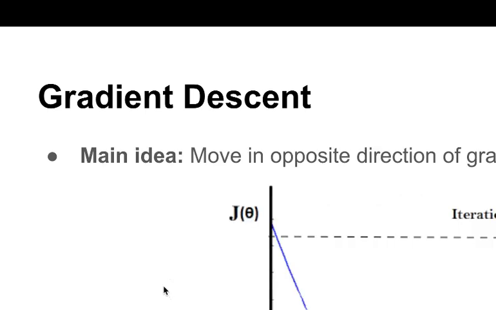So the main idea of this thing called gradient descent is you want to move in the opposite direction of the gradient, right? So say you calculate the gradient and it's positive, right? That means there's something somewhere along this line right here. But you want to get to a minimum. Since this is positive, you want to go that way, so you subtract a value, right?